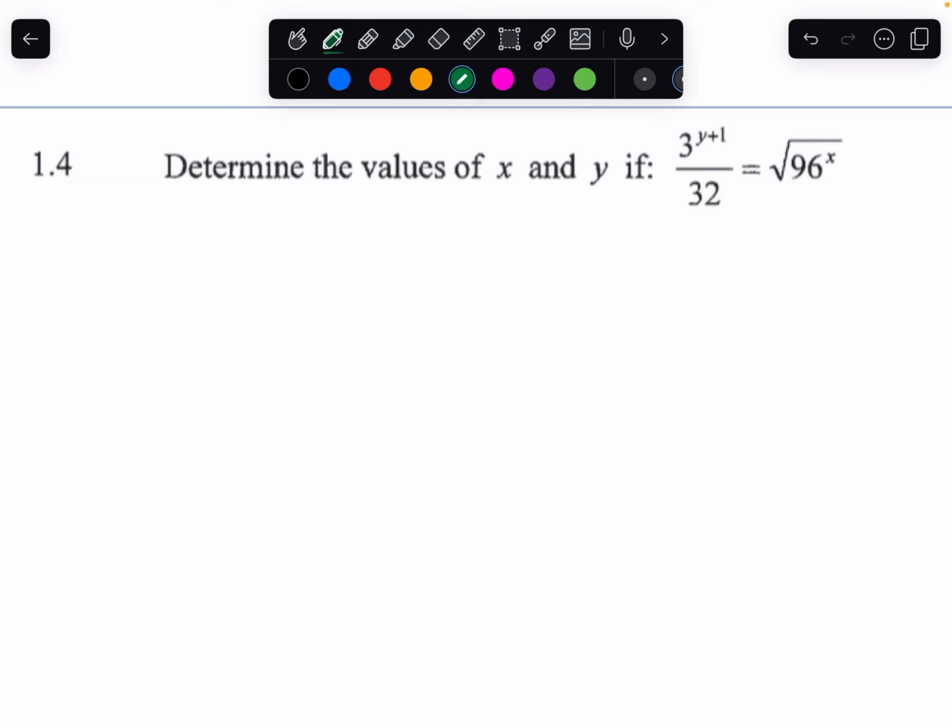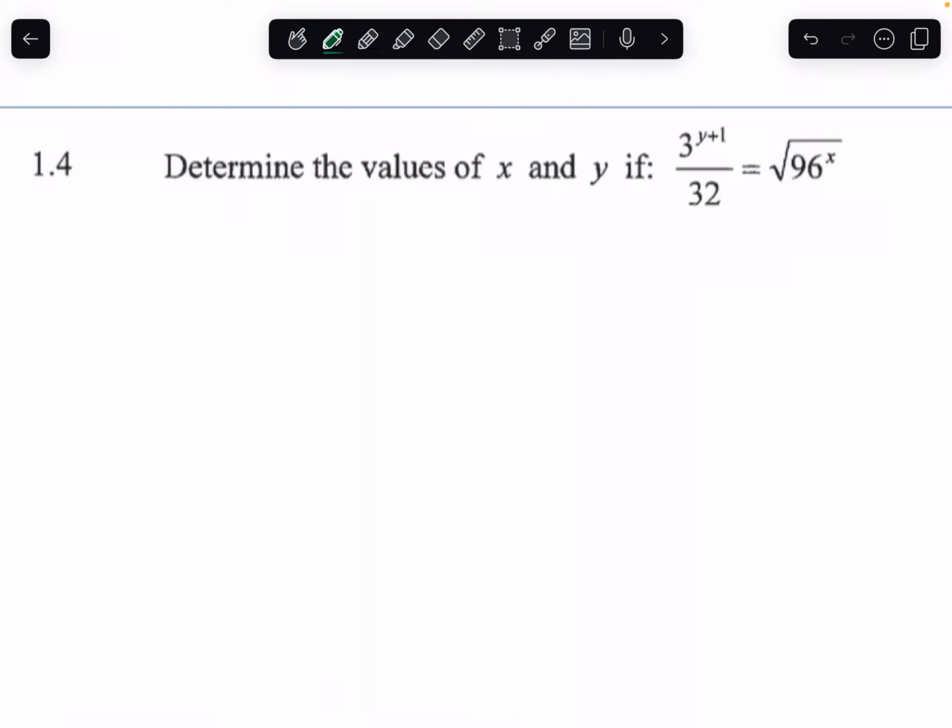The reason why I instinctively want to do that is because I just realized that 96 is the same as 32 times 3. So we might not even need to go all the way down to prime factors. We could just use 32 and 3 and see how far that gets us.